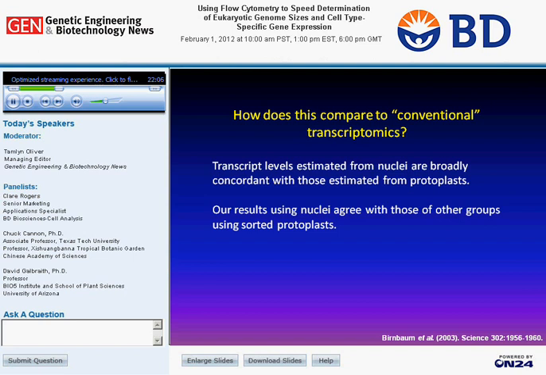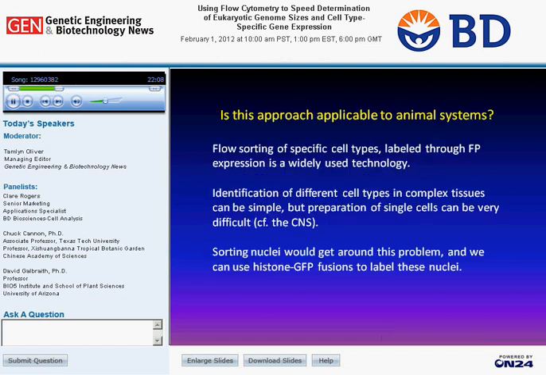In the next slide, we can ask the question, is this approach applicable to animal systems? Flow sorting specific cell types labeled with fluorescent protein expression is, of course, widely used in animal cells. But you can have difficulties when you're dealing with complex tissues and organs in preparing single cells from those tissues. And I mentioned the central nervous system before. Very tricky to get individual cells out of the central nervous system. So it would be appropriate, I think, to sort nuclei, and we'd just use histone GFP fusions to label the nuclei within specific cell types in the brain, and then use the chopping technique to get the nuclei.